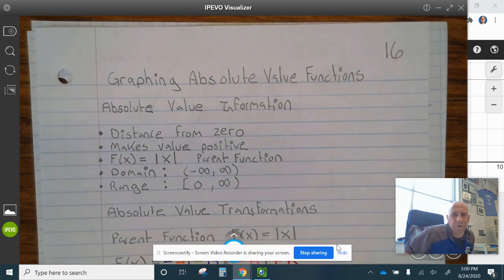Okay, Wildcat, so we're looking at journal, page 16, graphing absolute value functions. Absolute value information: the distance from 0 makes the value positive. f of x equals the absolute value of x, the parent function. The domain is negative infinity to positive infinity. The range is bracket 0 to infinity.